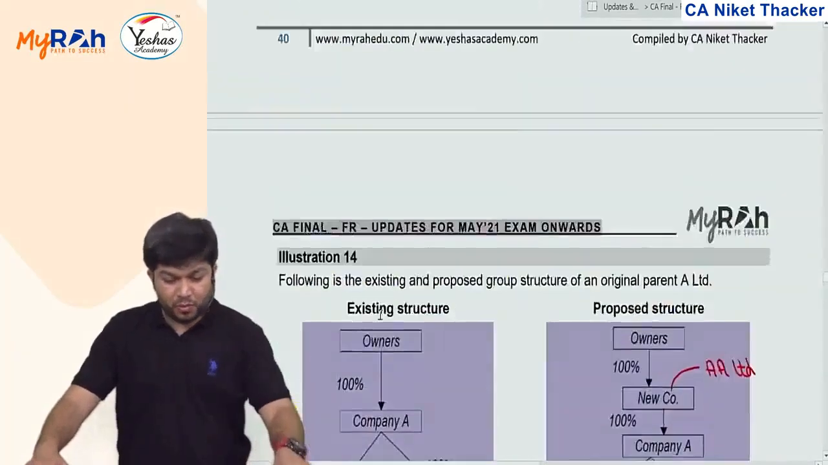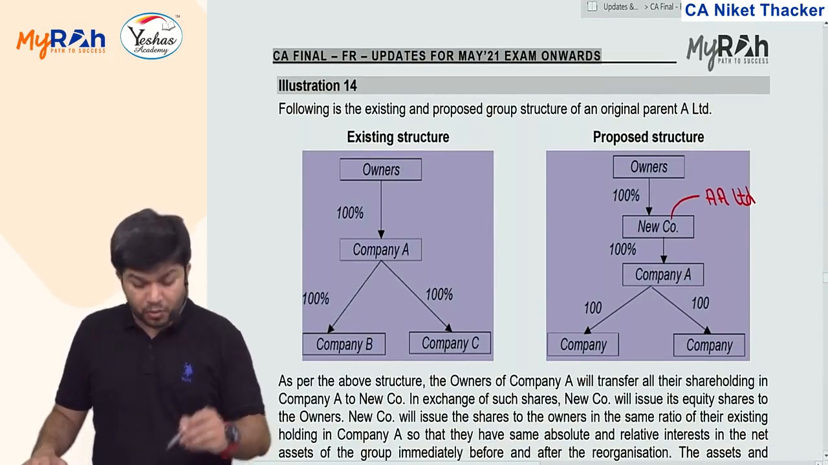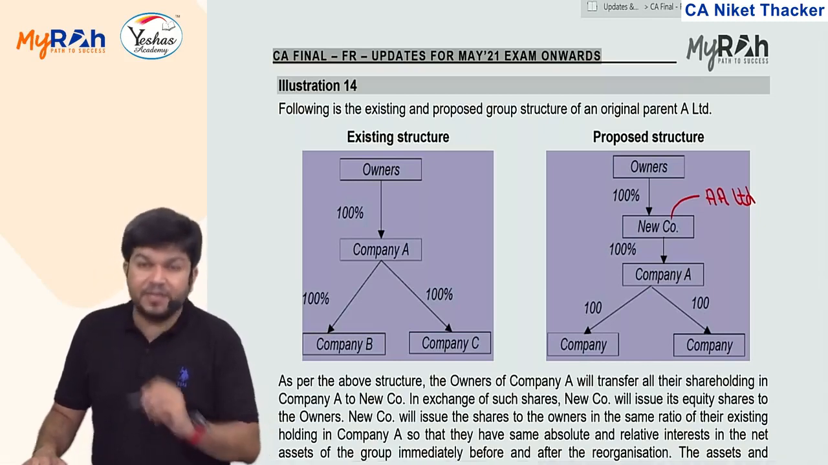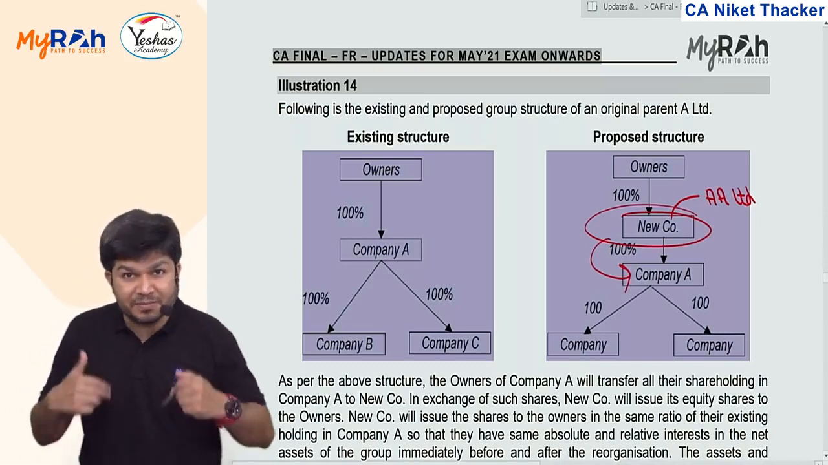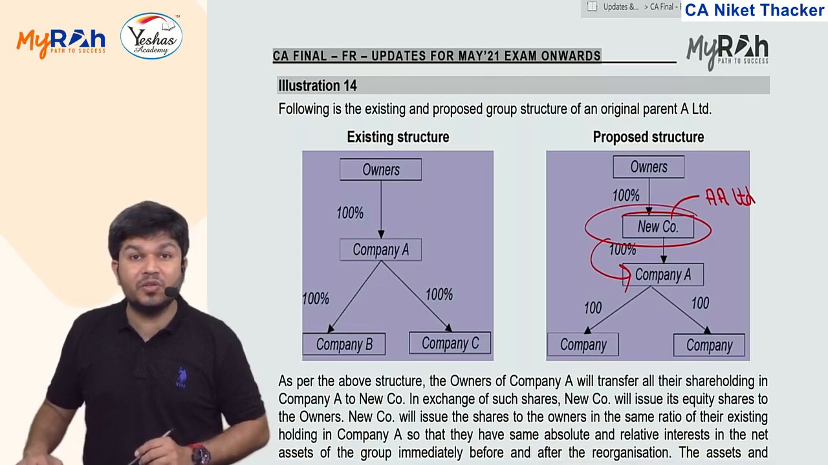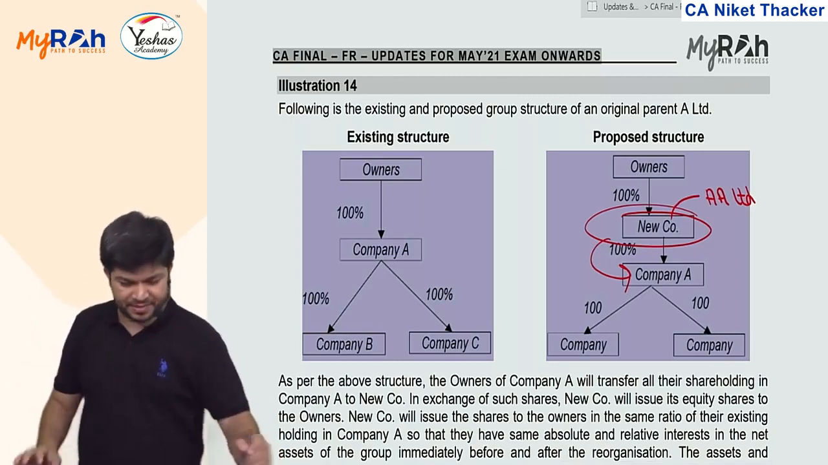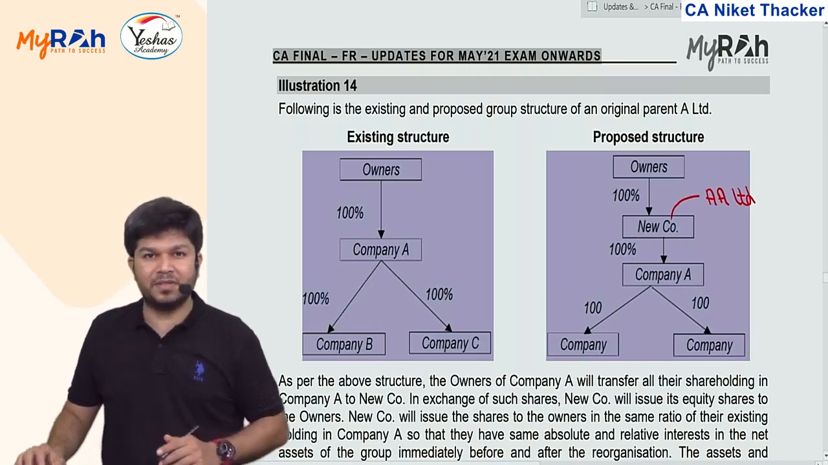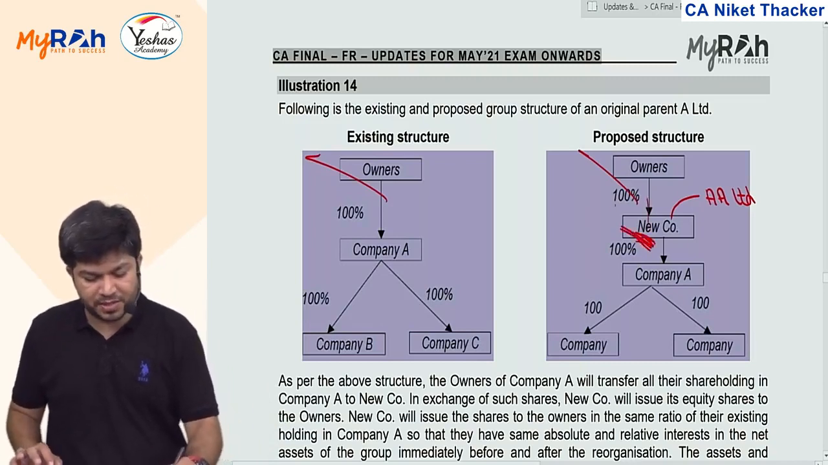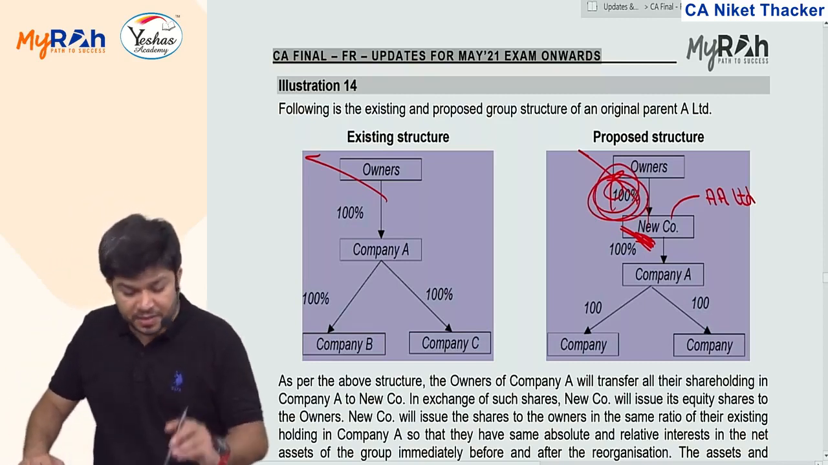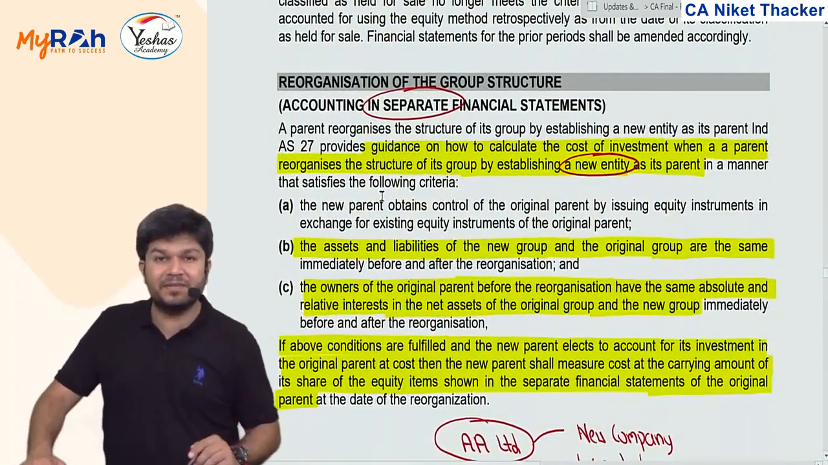Okay, so owners have added a new company in between. It was owners to A to B and C. Now owners to double A to A, and A to B and C. So now double A will have shares of A. Cost of investment in A, take it as equal to equity of A. This is if relative rights of owner earlier and now are same. So this is 100% only then. If new company is 100% by same owner, then only. Just one concept added, and this is only for separate financial statements.